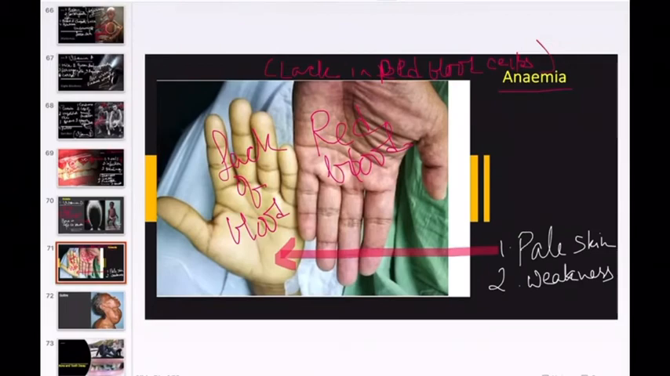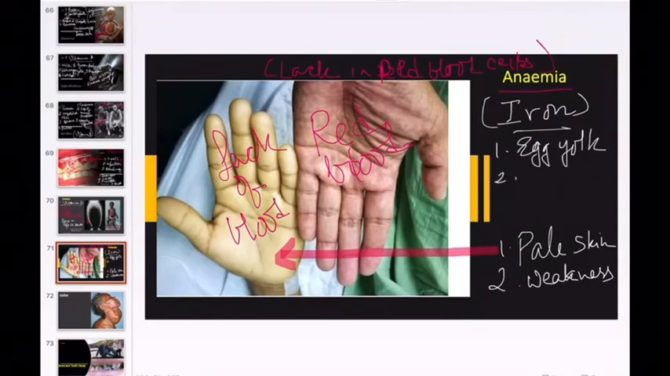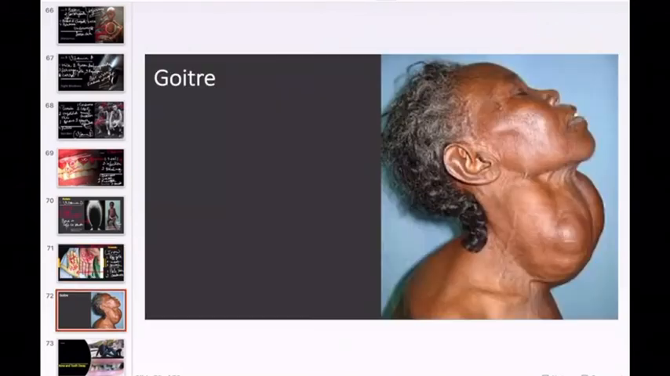And what type of deficiency do they have? They have the deficiency of iron, a mineral. And what type of food must we give to these patients? We must give egg yolk, meat, and spinach. Like Popeye, the sailor man, you must eat palak, spinach.